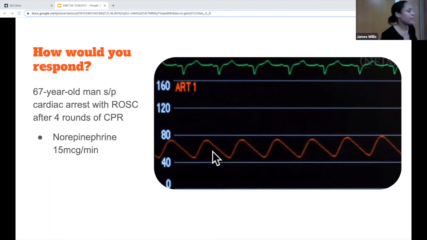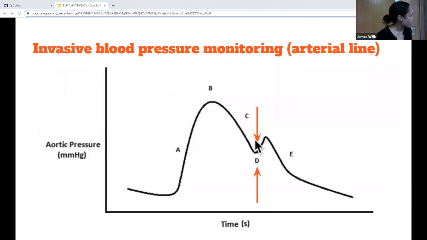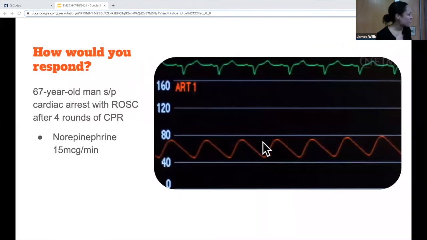Or you could double check that your line is working accurately. So this is your classic overdamped arterial waveform. Remember this dicrotic notch that you're looking for? There's no notch here. You're just going up and down. What this means is that something in your line is absorbing all those pulsations, and so the monitor is not reading it. So it's going to give you a falsely low systolic and a falsely high diastolic, although the MAP is probably going to be about accurate.